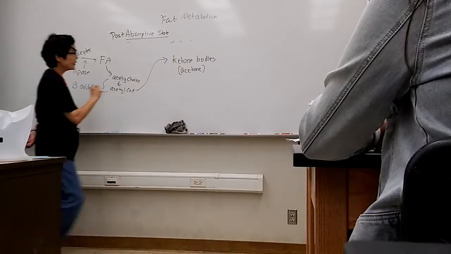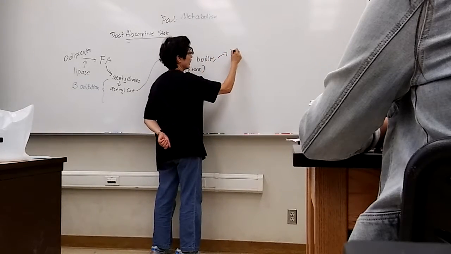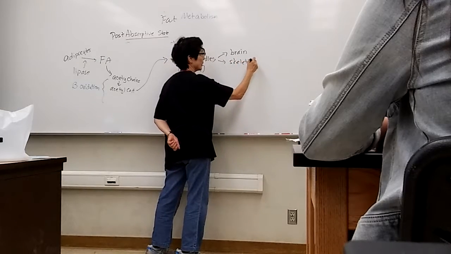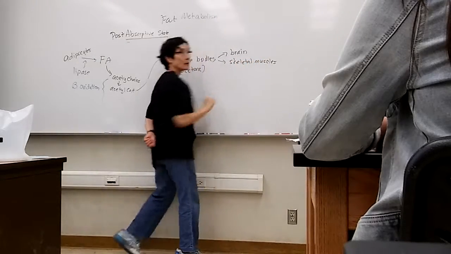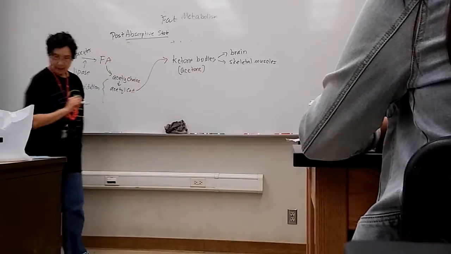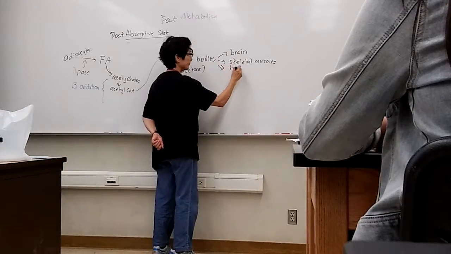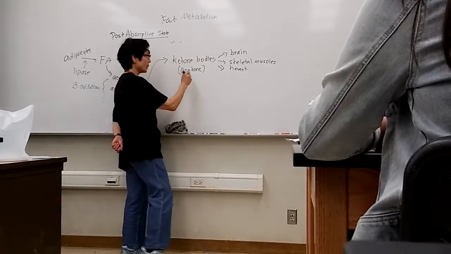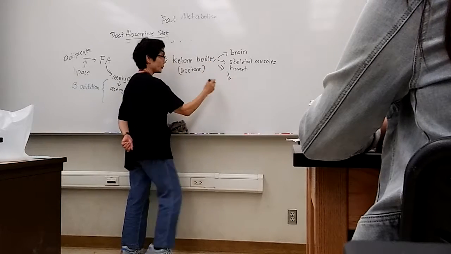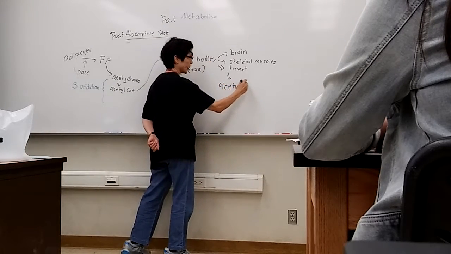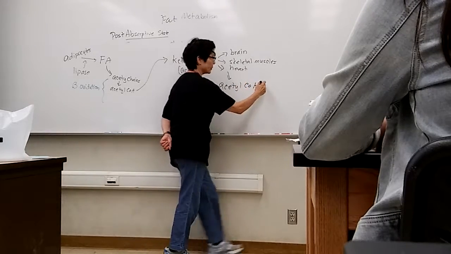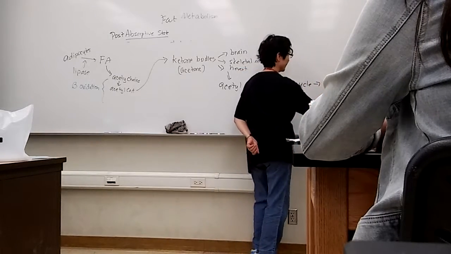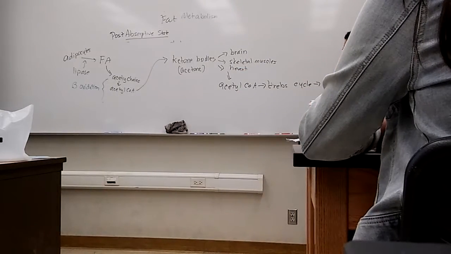And interestingly, these ketone bodies can supply the brain, the skeletal muscles, and the heart as a source of ATP. What they do there is that these ketone bodies, acetone, will come, and then in their cells they convert it back to acetyl coenzyme A, into the Krebs cycle. They will produce ATP. Can you repeat the last one again?